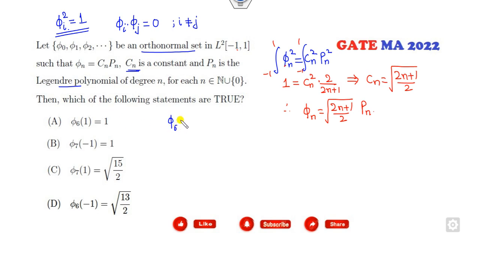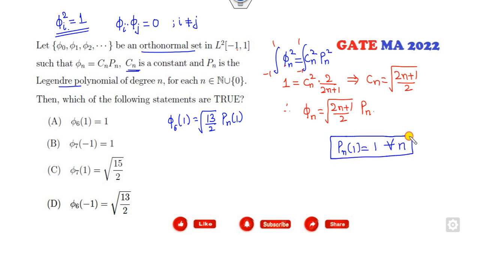What is phi of 6 at 1? n is 6. Twice 6 is 12, plus 1 is 13, over 2, into Pn of 1. What is Pn of 1? Pn of 1 is 1 for all n. So this value is root of 13 divided by 2. So this option is cancelled.